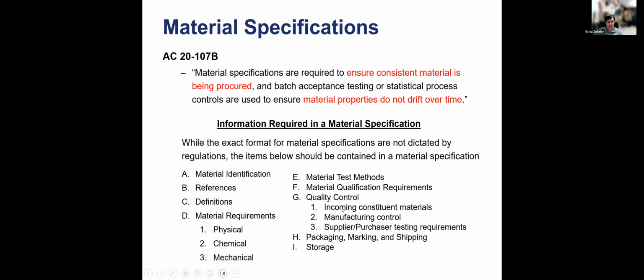It has information about when you have an incoming material, how to make sure of its quality, how you control the manufacturing, and if there's supplier and purchasing variation, what the testing requirements are to make sure that the materials are the same as before. It has information about how to package them, how to ship the materials, and how to store the material. Again, these are specific to one material, for one program, and we don't have access to, let's say, the Boeing 787 material specification. But I will share with you the sample document that has been shared by the FAA.